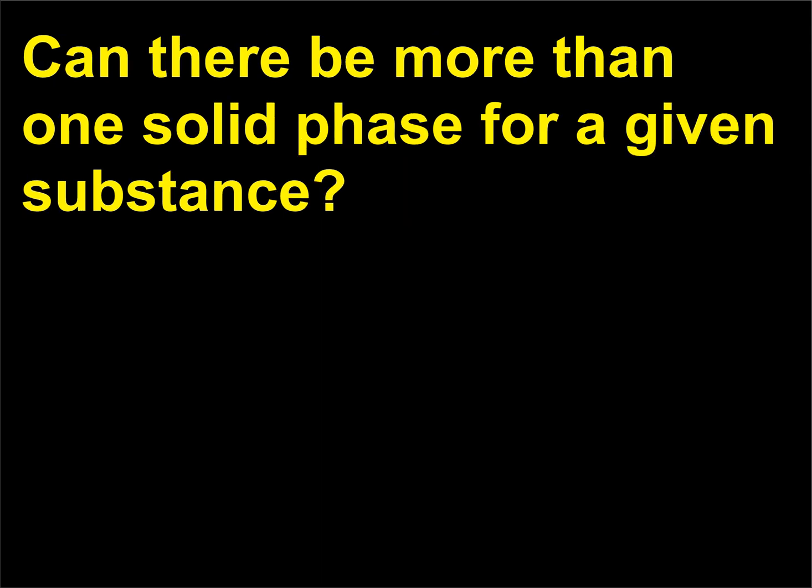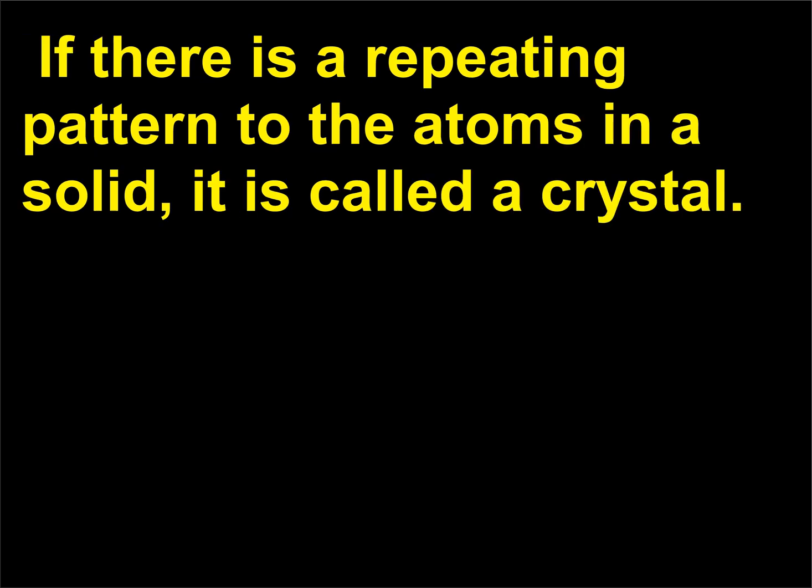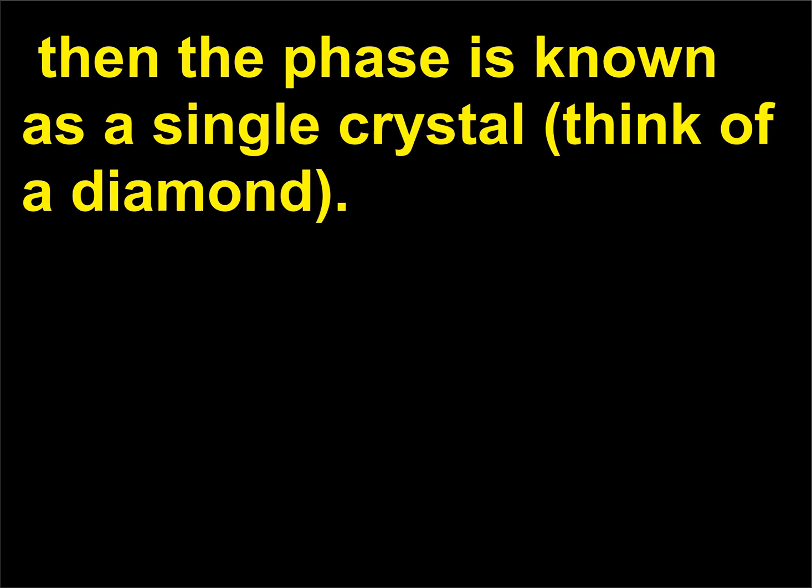Can there be more than one solid phase for a given substance? Yes, solids can adopt different types of microscopic arrangements. If there is a repeating pattern to the atoms in a solid, it is called a crystal. If the ordered structure exists for the entire material, then the phase is known as a single crystal. Think of a diamond.